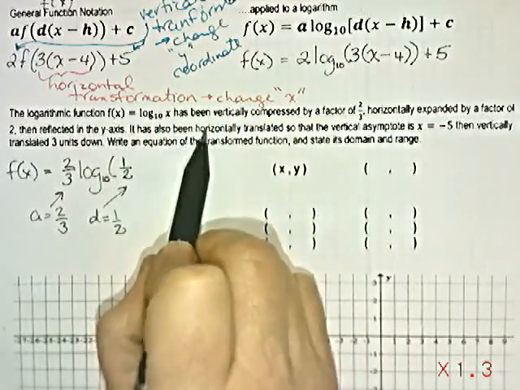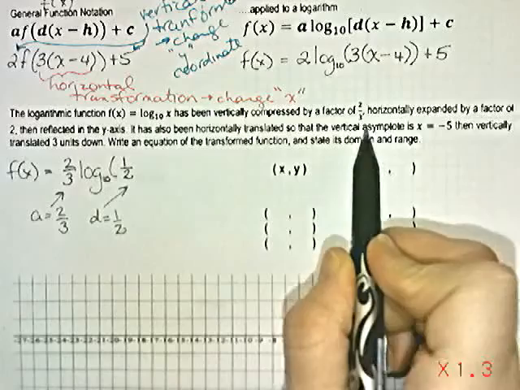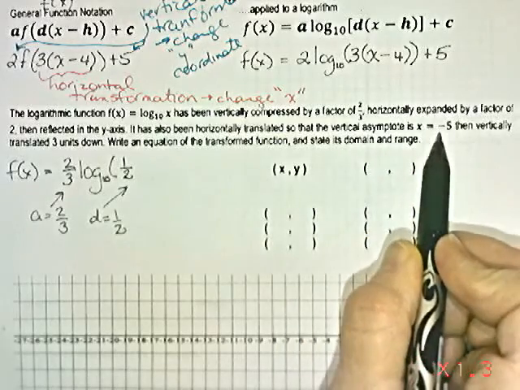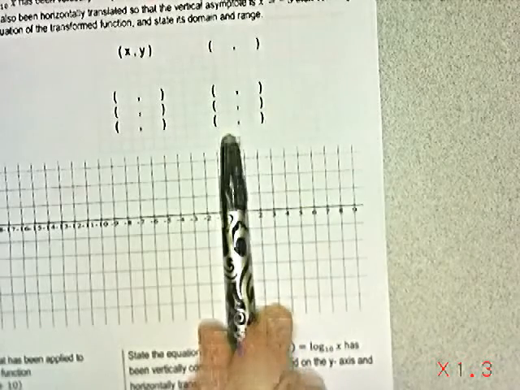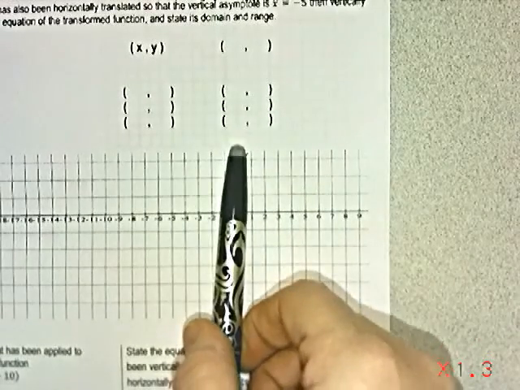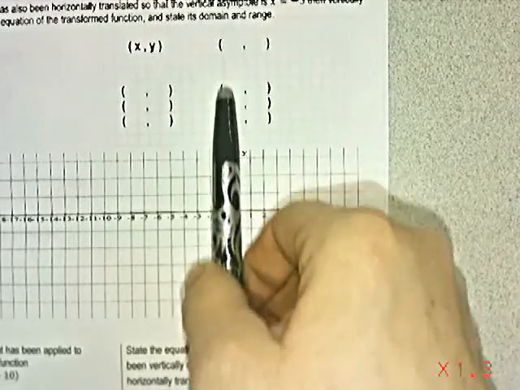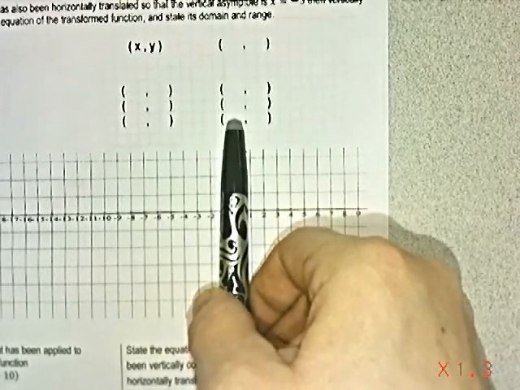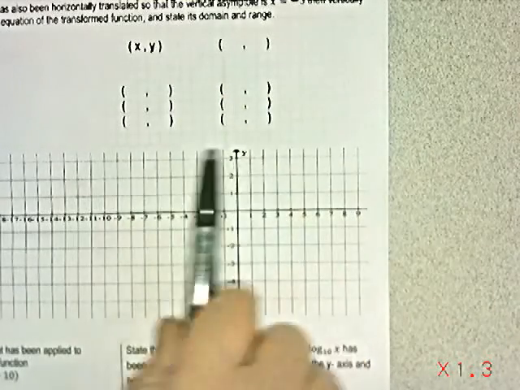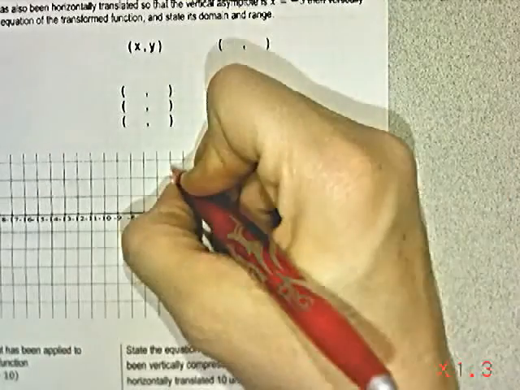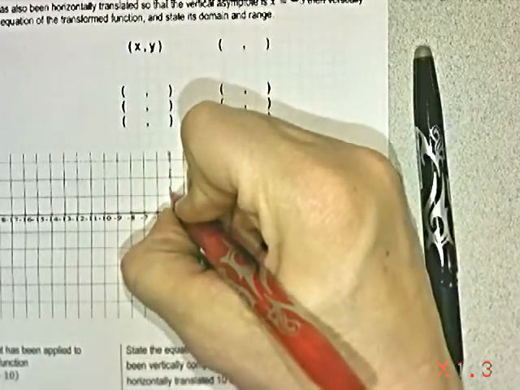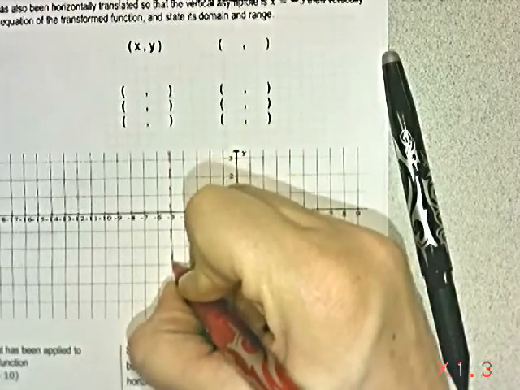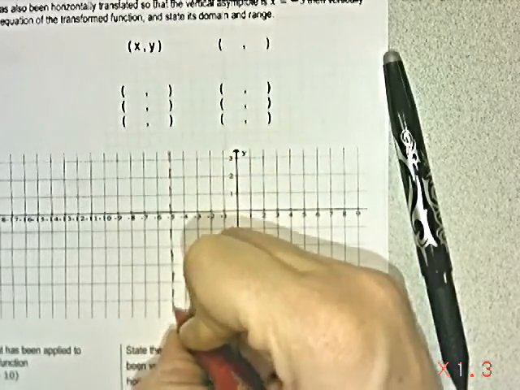It then says it's horizontally translated so that the vertical asymptote is at -5. Now, if you remember, all of our logarithmic base graphs had their vertical asymptote on the x equals 0 mark. And if it was to be moved to an x of -5, and we may as well put it in there, then that means there was a transformation that went left by 5.